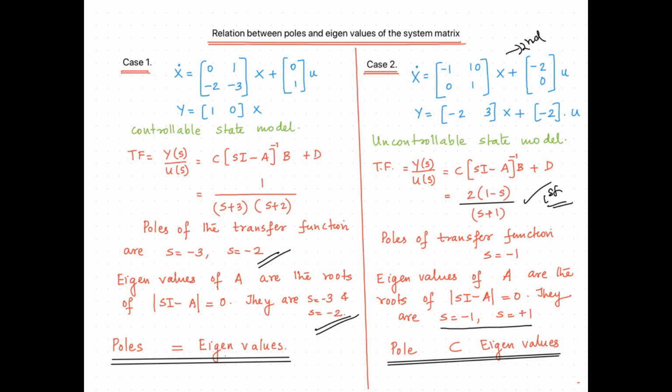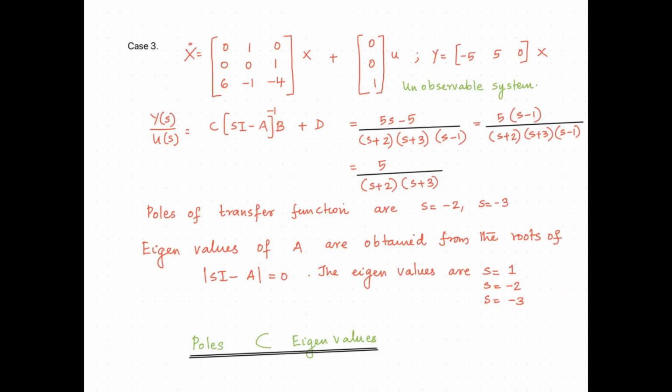Now we move on to the third case, that is an unobservable system model. Again this can be checked using Kalman's test. The transfer function says it is a second order one, whereas the state model says it is a third order one. It can be seen that the pole at S equal to 1 gets cancelled with the zero at S equal to 1. The poles of the transfer function are at S equal to minus 2 and minus 3, whereas the eigenvalues are obtained as S equal to 1, minus 2 and minus 3.